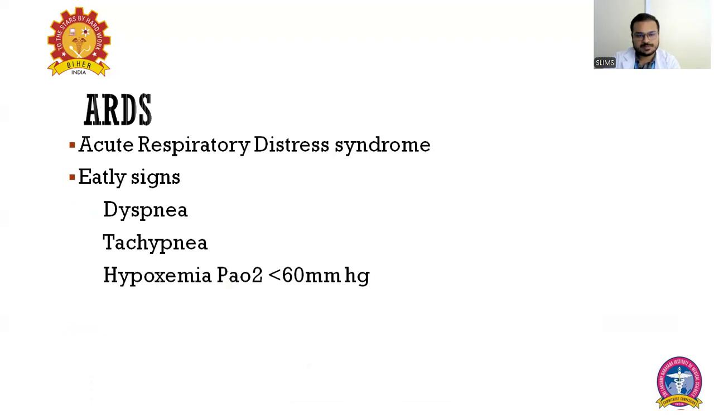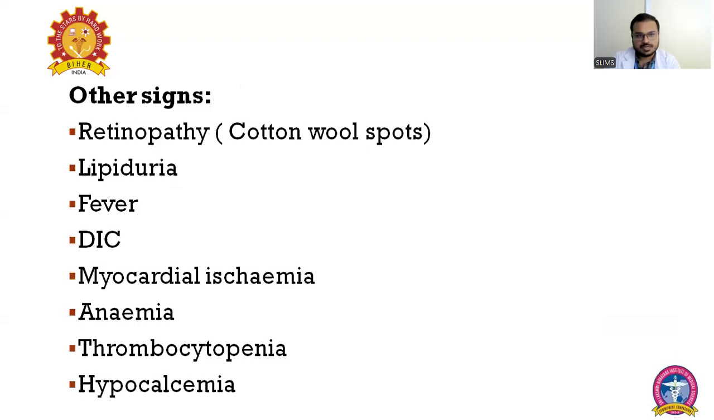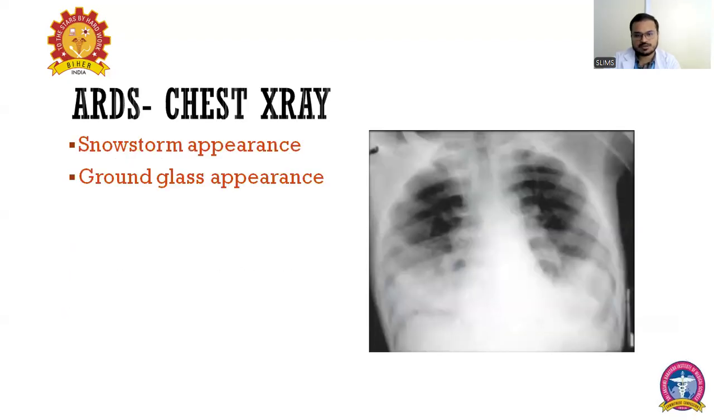And acute respiratory distress syndrome, with its early signs of dyspnea, tachypnea, hypoxemia, and partial pressure of O2, and the other signs, should be known. The most common and easiest way to find acute respiratory distress syndrome is the snowstorm appearance or ground glass appearance, which should be known by everyone. Thank you.